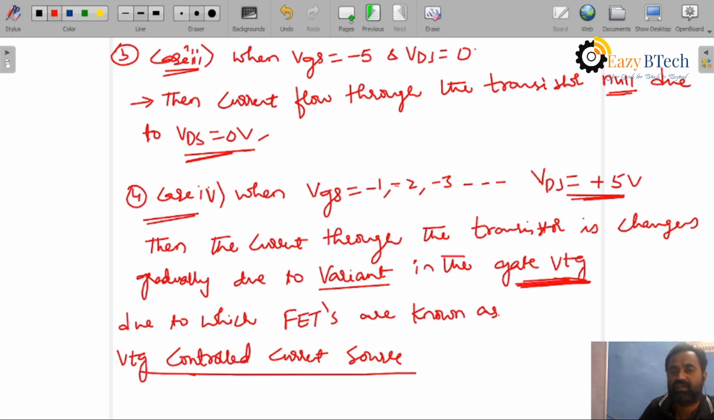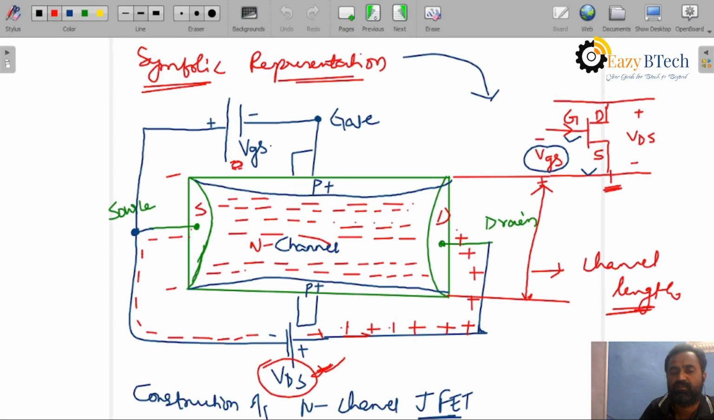Now you can see here clearly. Suppose VGS is -1 volt. Now due to this -1 volt, what happens? Here P is a P-type material and N is an N-type material. P plus means heavily doped.